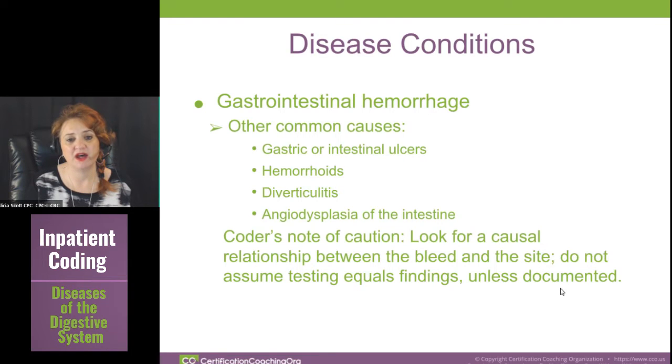If you have angiodysplasia of the intestines as well, it can be a cause of gastrointestinal hemorrhage. Be careful, because there are causal relationships whenever you have bleeding at a specific site. And it's a good point.